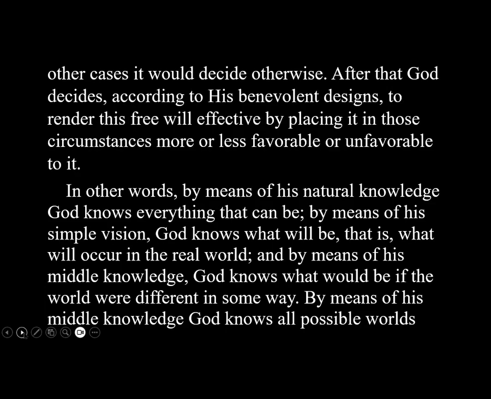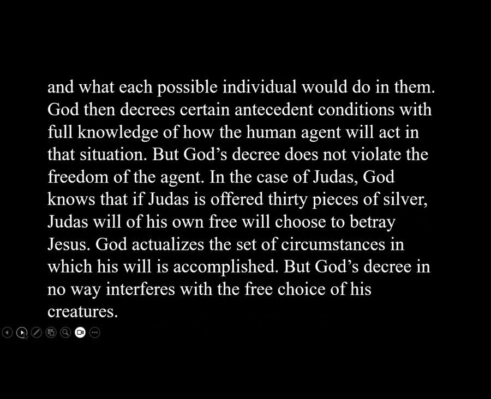that the priests, when they put their heads together to figure out how much do we want to bribe this Judas guy, that they would use 30 pieces of silver. In other words, by means of his natural knowledge, God knows everything that can be. By means of his simple vision, God knows what will be, that is, what will occur in the real world. And by means of his middle knowledge, God knows what would be if the world were different in some way. By means of his middle knowledge, God knows all possible worlds and what each possible individual would do in them.